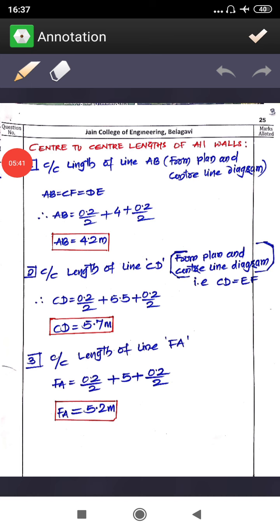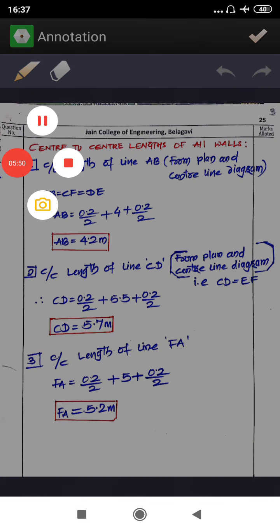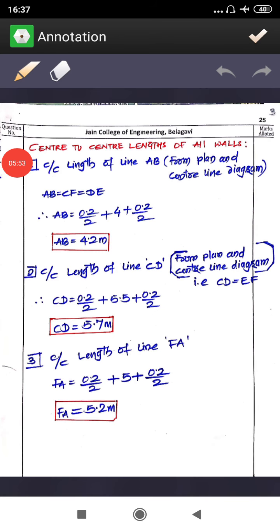Now here, the center to center length of line AB. From the plan, as I said previously, AB is equal to CF, which equals DE. So now how to get that AB? AB is equal to half of the width of the wall from one side plus 4 meter plus half of the width of the wall from the other side. So AB is equal to 4.2. That means AB is equal to CF is equal to DE, which equals 4.2.